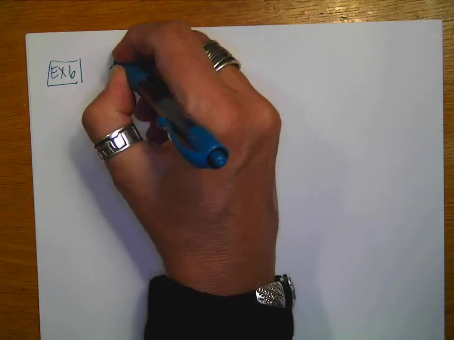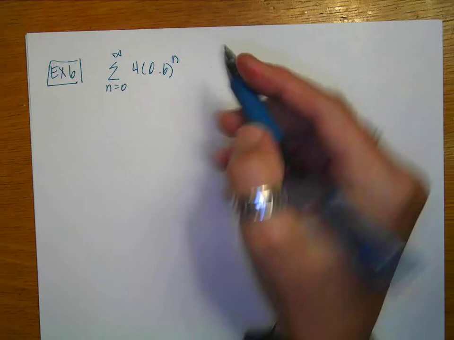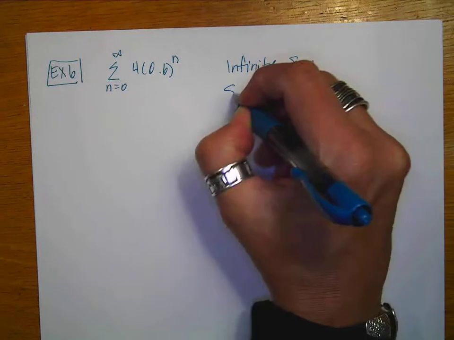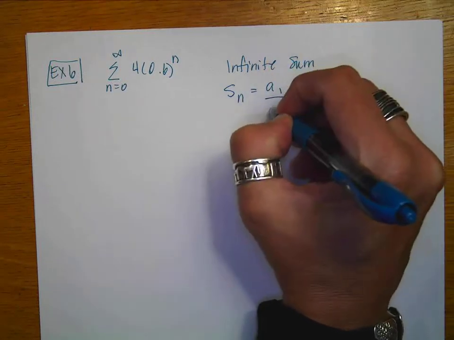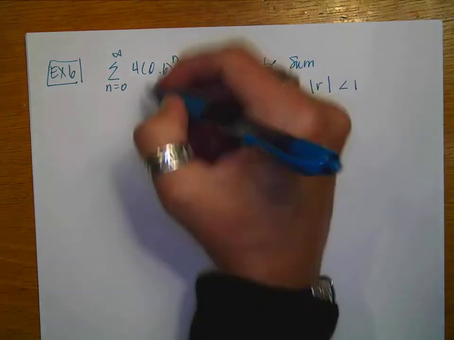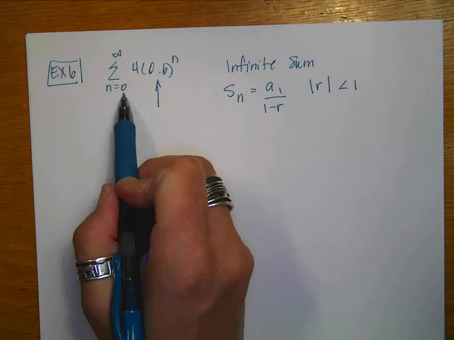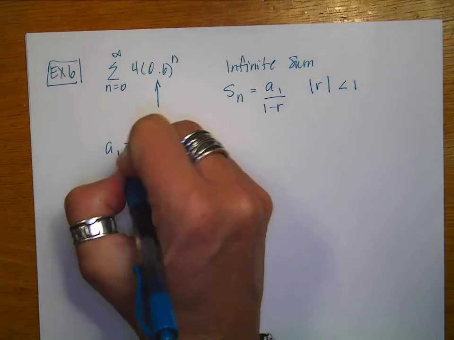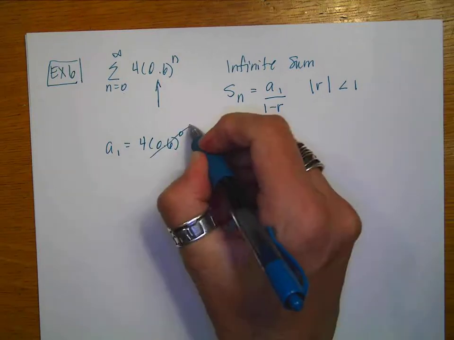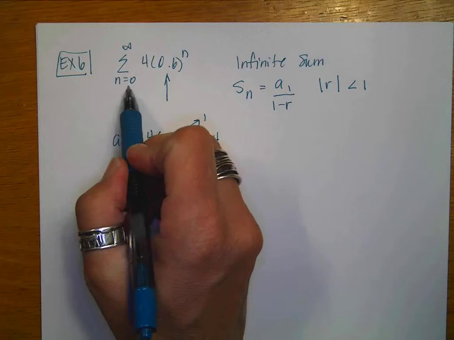Example number 6. Ooh, that's a lot of examples today. I want to find the sum from n equals 0 to infinity of 4 times 0.6 raised to the n. So this is an infinite sum, which means I'm going to be using the formula S sub n is a sub 1 over 1 minus r, with the caveat that r has to be less than 1. Well, this is my r, and r is less than 1. Notice on this one that I'm starting at 0. So my a sub 1 is going to equal 4 times 0.6 raised to the 0. Anything raised to the 0 is 1, so it's 4.